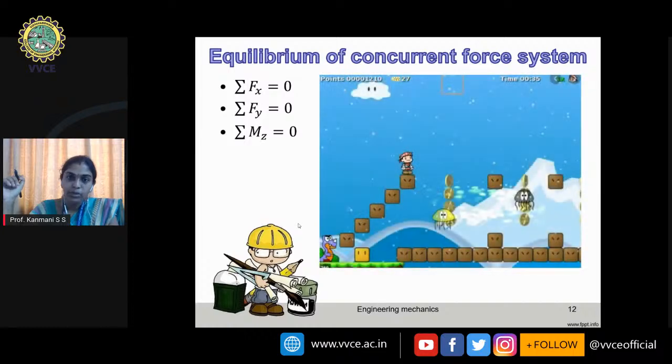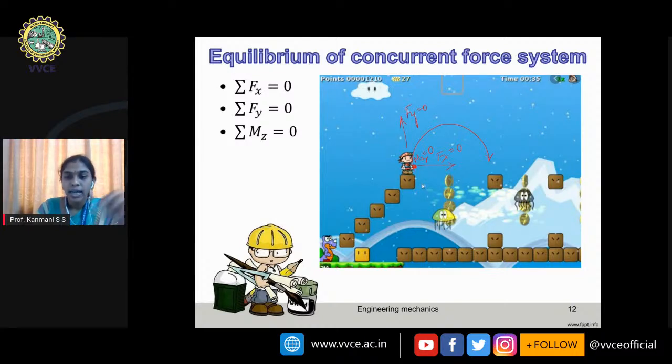Now, giving another example, the most famous, we all know this video game, Mario. Coming to this Mario game, again, he can move in the x direction, he can move in the y direction, and he rotates or jumps like this about the z axis. So that is Mz. So if you want to keep this Mario in its original position in the state of rest, then make sure that Fx equals 0, Fy equals 0, and Mz equals 0. That's about equilibrium of the concurrent force system.